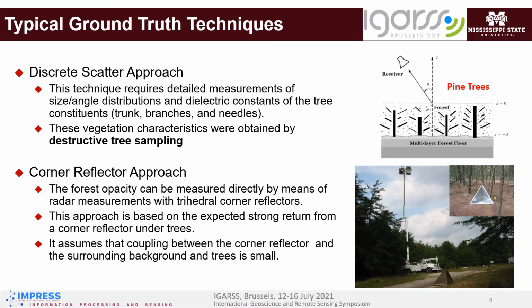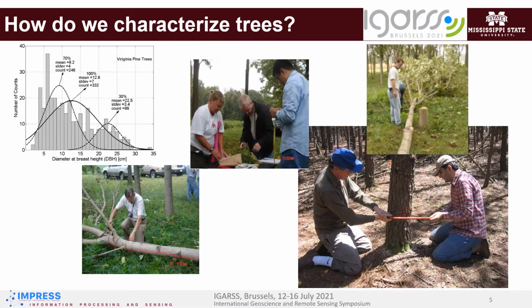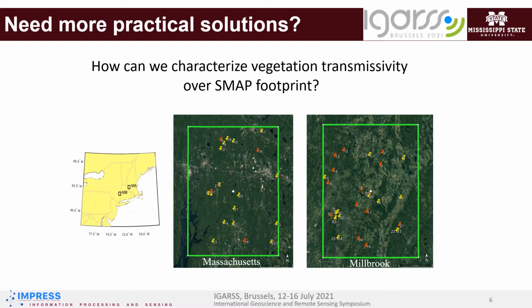These techniques are well suited for a small scale field experiment. However, they are time consuming and laborious for large area validation effort. The destructive tree sampling requires cutting down the trees and taking measurements of each section of the trees. This technique takes too much time and effort and is also not good for the trees. To characterize vegetation transmissivity of a large area like 40 km resolution, we need a more practical solution.